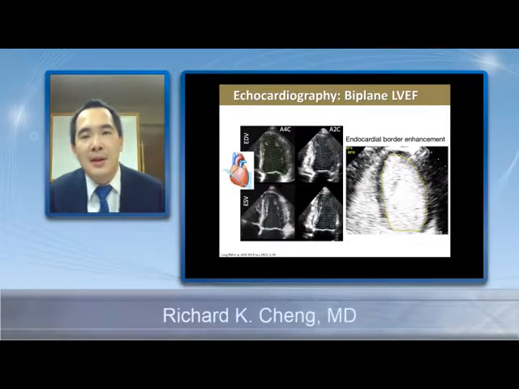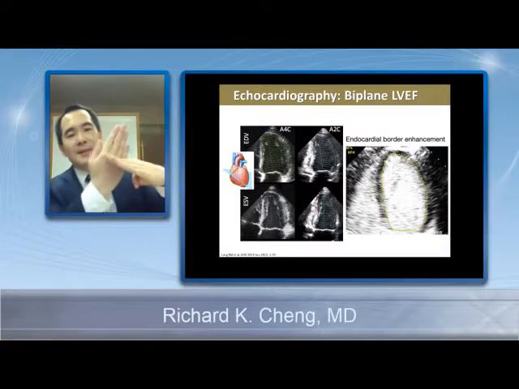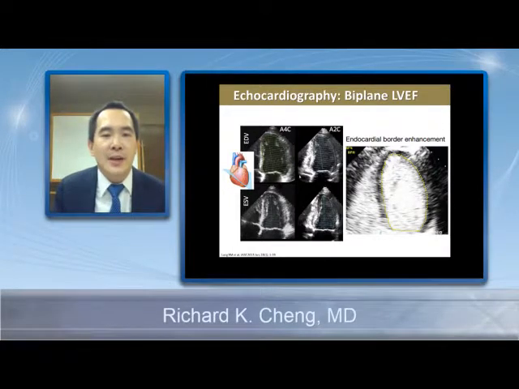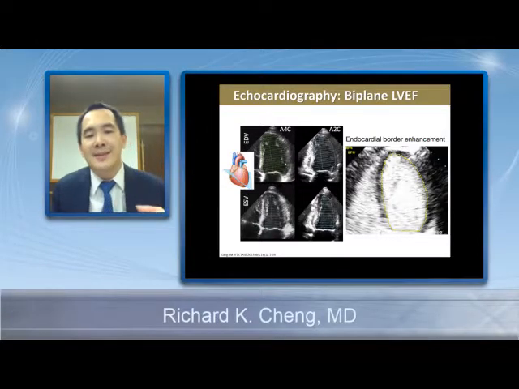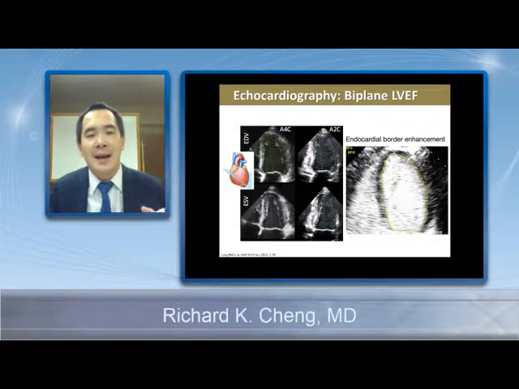We often use the modified Simpson's method, which is a biplane method. So if you take your heart here, you slice your heart and take this perpendicularly, you get this 4-chamber view where your left ventricle is on the right here, your right ventricle is on the left. So what we do is we trace the borders of your left ventricle, where black is the blood pool and this white is your myocardium, and we place this along this chamber at end diastole and end systole, and based on this we can calculate the volume based on the cylinder.